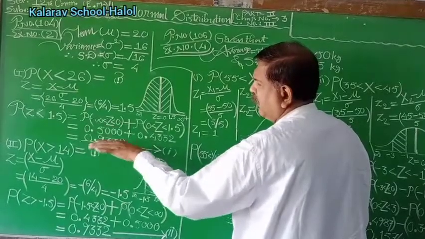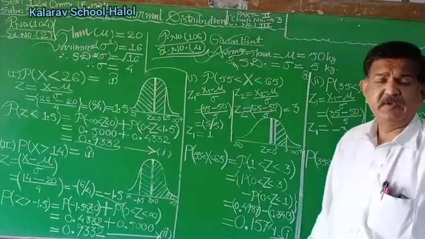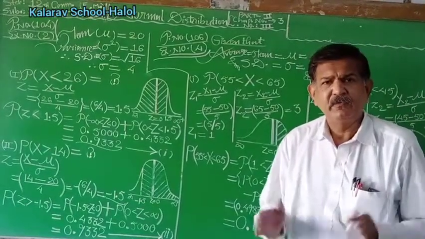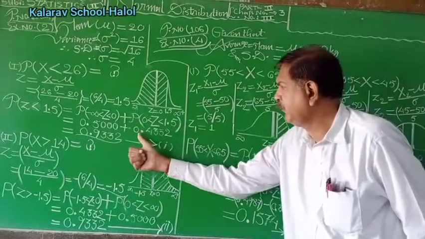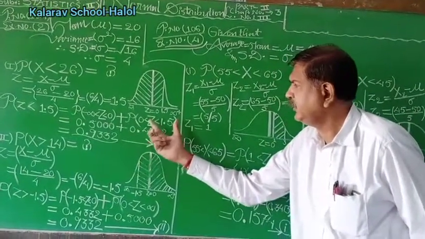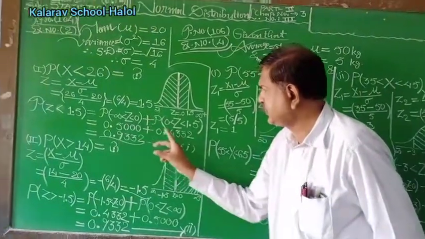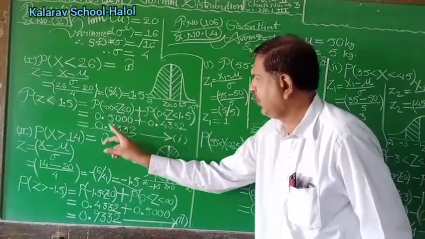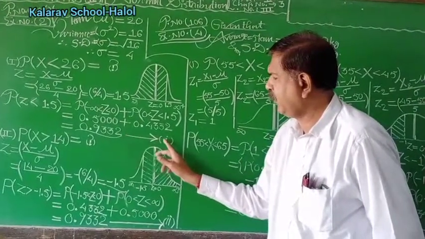So 0.5000 plus the area from 0 to 1.5, the double value. See the textbook page number 212, the Z table, the normal value table. It is 0.4332, and this part we have seen last time. So the addition of these two numbers, 0.9332, is the required answer. Result number 1 or answer number 1.